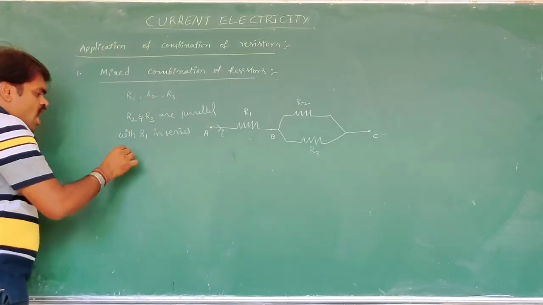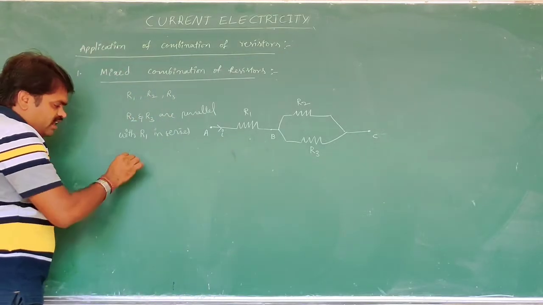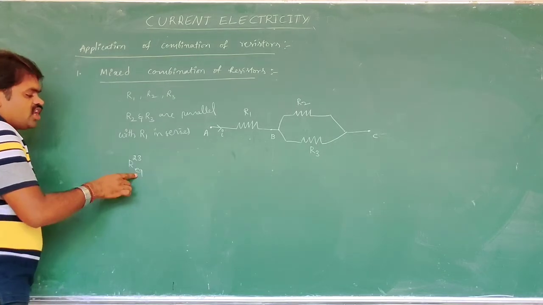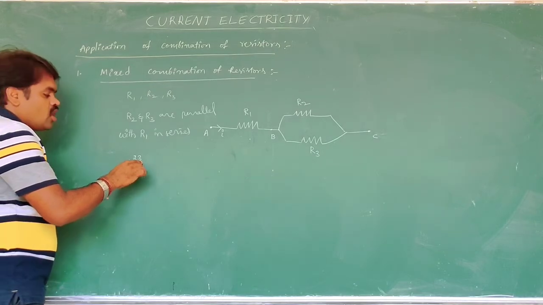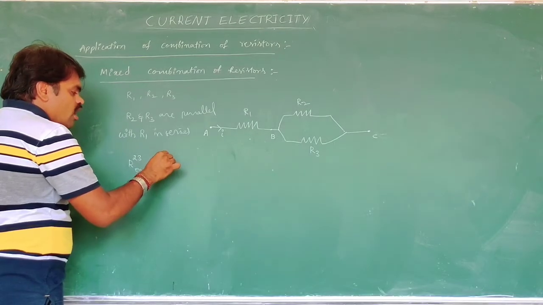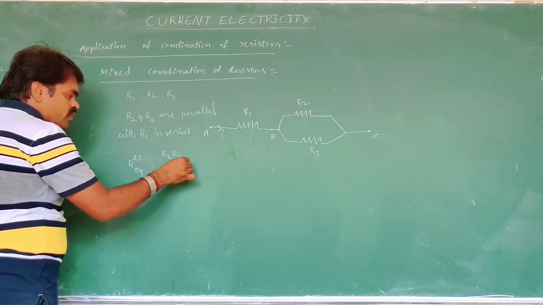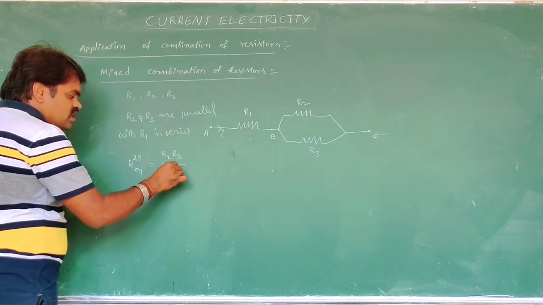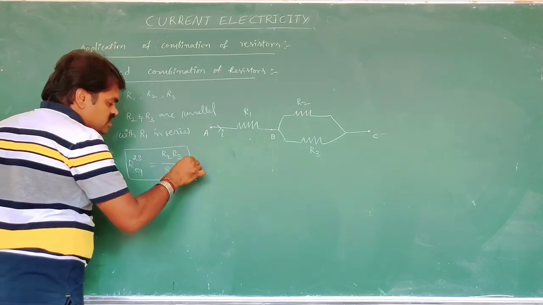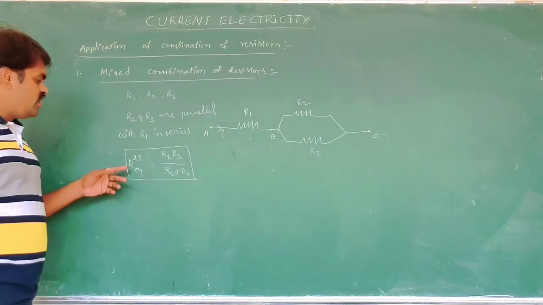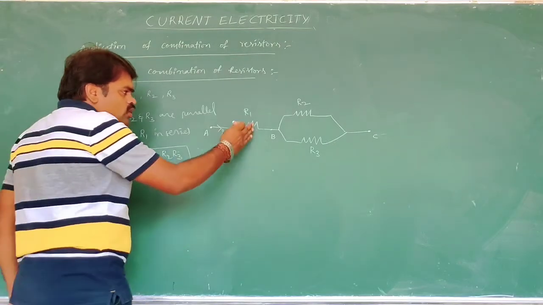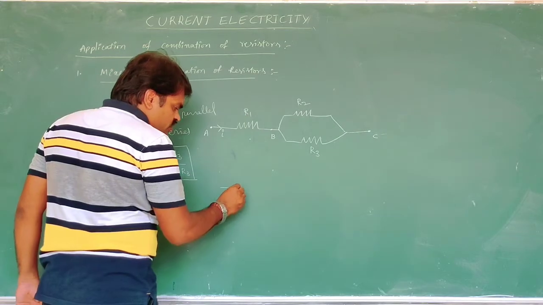Now here R2 and R3 are parallel, so the equivalent resistance of the parallel combination of the R2 and R3 resistors is given by the formula for two resistors in parallel: the equivalent resistance equals R2 R3 by R2 plus R3. Now we modify the figure like this.